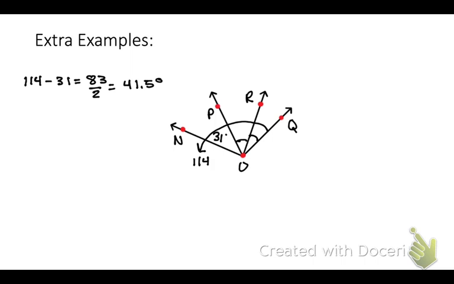Okay, I got 41.5. Did you get 41.5? I got 80. I got 73. Why do you have to divide? Because you want ROQ, yes? So you want right here? Yep. So if I take 114 minus 31, I get both of those two congruent angles, don't I? Yeah. So all I have to do is divide it by 2. Okay? So 41.5.